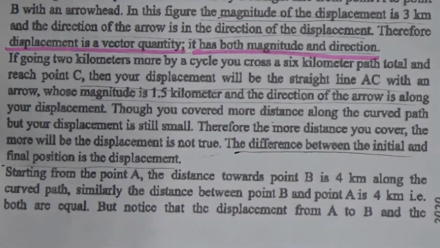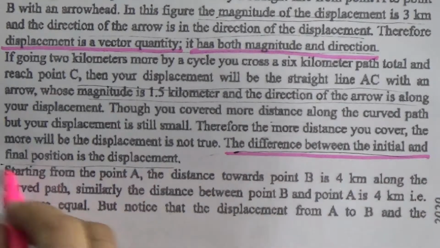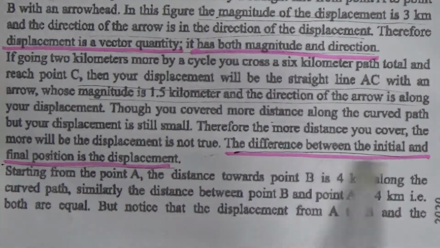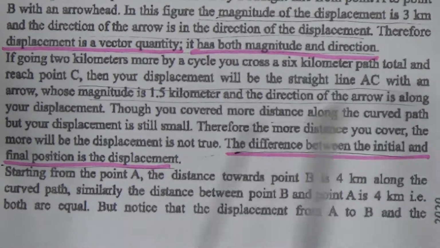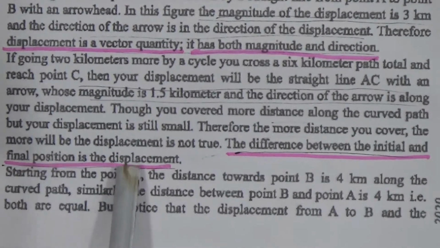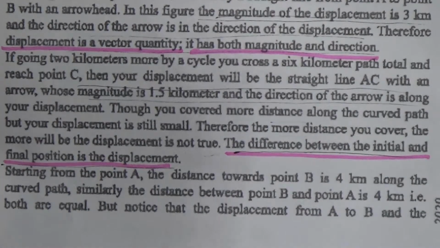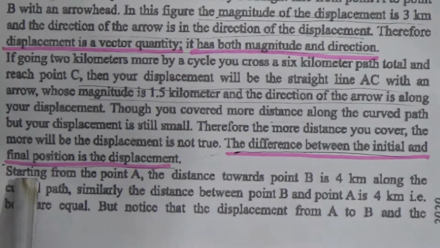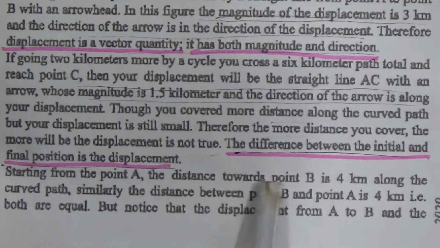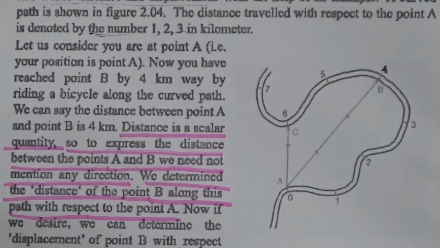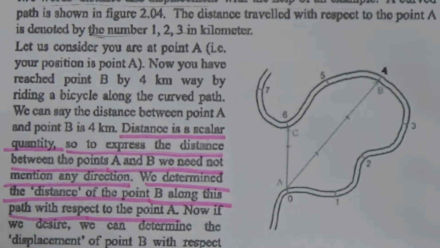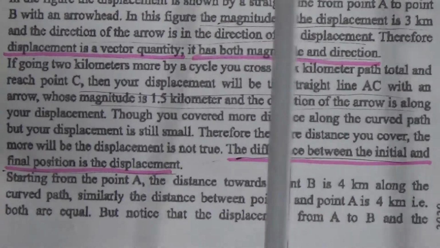Okay, my dear students, now this is also very important for you. The difference between the initial and the final position is the displacement. What is displacement? Displacement is the difference between the initial and final position, okay. And now, starting from point A, the distance towards point B is 4 kilometer. Between these 2 points it is 4 kilometer along the curved path, and similarly the distance between point B and point A is 4 kilometer. Okay, that is, both are equal.